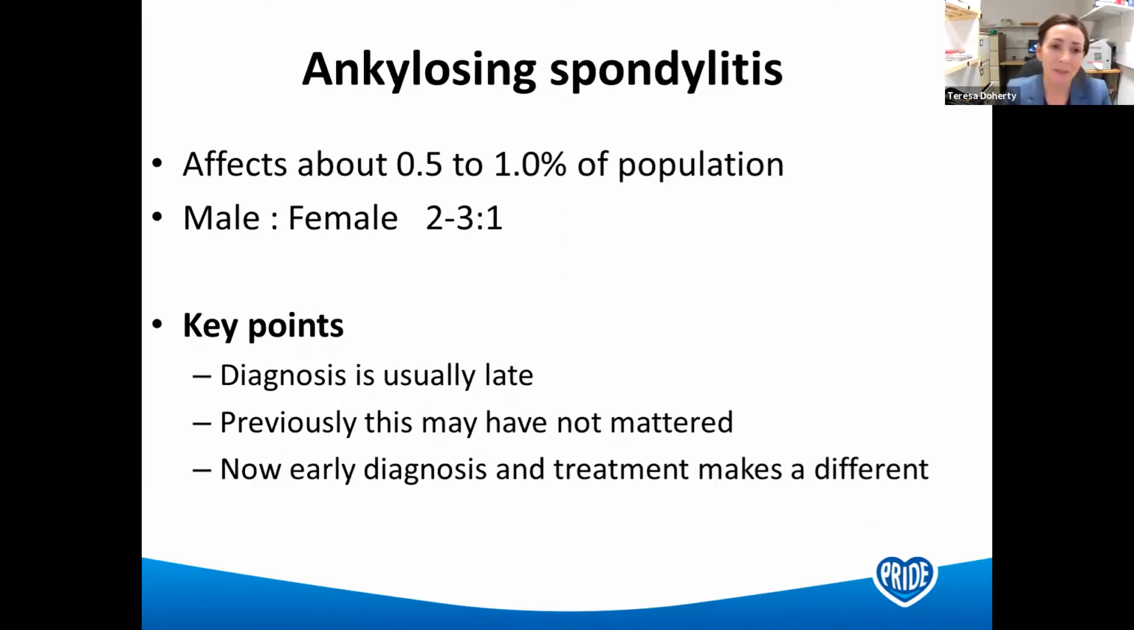So it affects about 0.5 to 1% of the population. Said before, it's got a male dominance. Unfortunately, it's usually a late diagnosis. So we used to say it was a 7-year diagnostic delay. It has improved quite a lot. This wouldn't have mattered when there wasn't any specific treatment, but now in the era of biologics, biosimilars, treatment can make a huge difference to patients. So it's not a diagnosis to be missed.